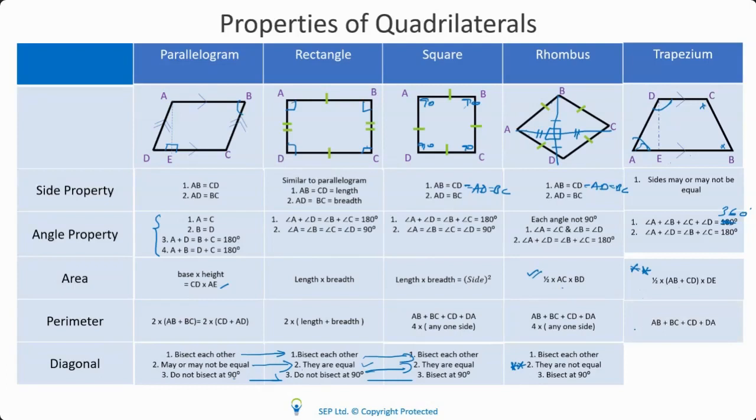Perimeter is simply the sum of all the sides. And in diagonals, there's no special property. Thankfully, you won't be tested on diagonal property, but they do not bisect each other. They are not equal, and they don't bisect at 90 degrees as far as the general trapezium is concerned.